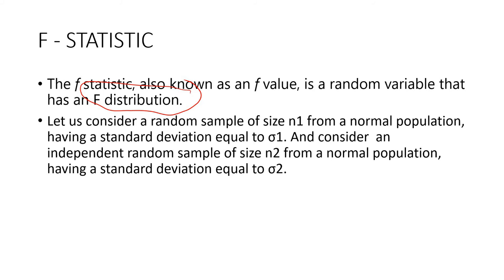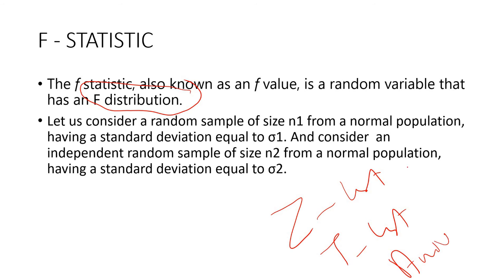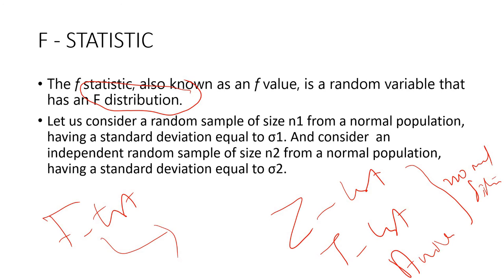You need to understand that our z-test, t-test, and ANOVA test all follow the normal distribution, or Gaussian distribution, or bell curve. But the F-test or F-statistic follows the F distribution. I have a separate video on the F distribution, you can watch it. It's a random variable.